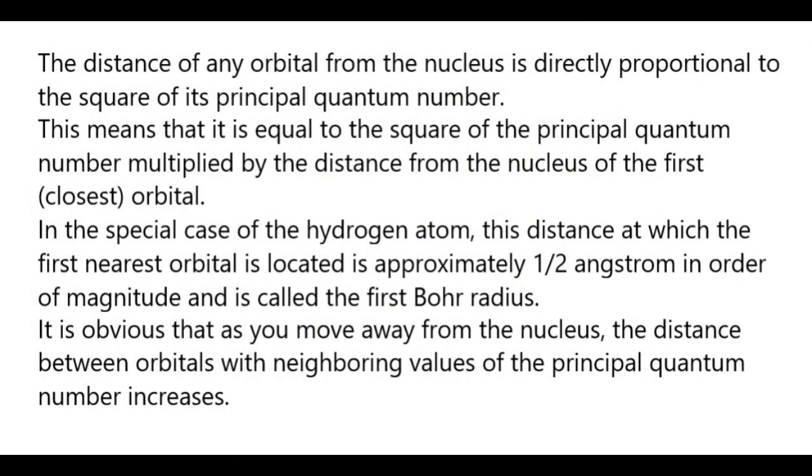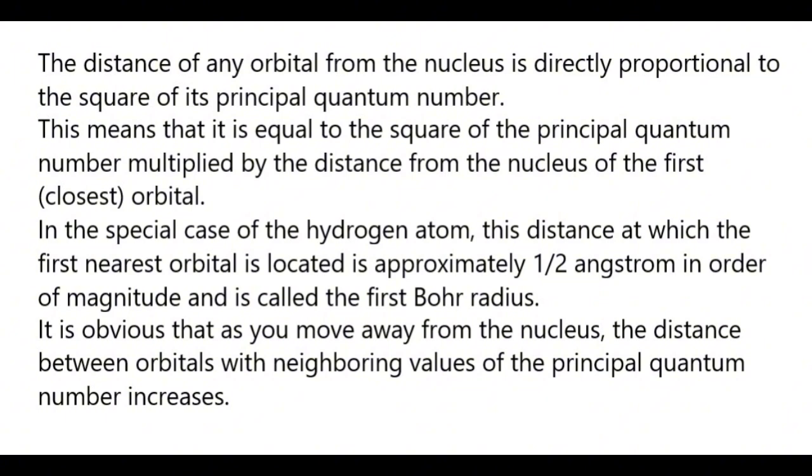The distance of any orbital from the nucleus is directly proportional to the square of its principal quantum number. This means that it is equal to the square of the principal quantum number multiplied by the distance from the nucleus of the first or closest orbital. In the special case of the hydrogen atom, this distance at which the first nearest orbital is located is approximately a half angstrom in order of magnitude and is called the first Bohr radius.